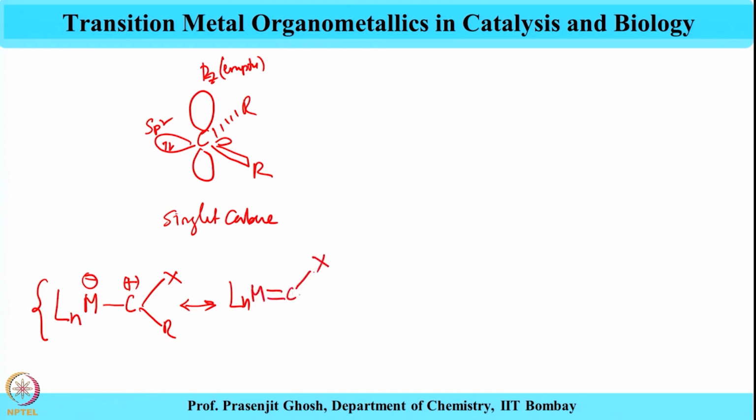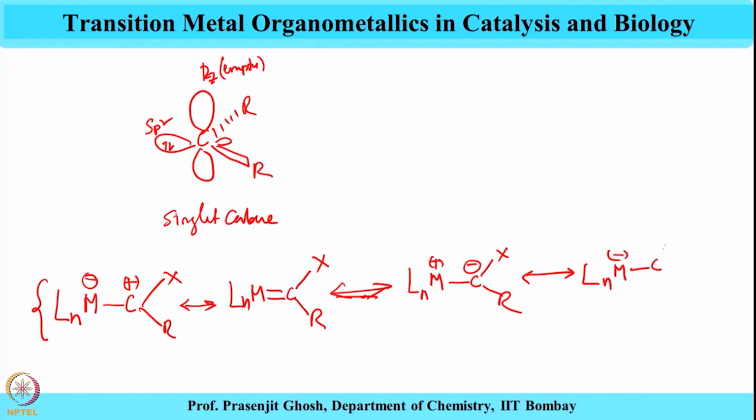So this is the ionic structure, and then there is a canonical form which is neutral, with another canonical form existing as M plus C minus X R, and that existing with Lm minus C X plus R. So, what we see is that this has several canonical forms, primarily all of them ionic in nature, except for one neutral form which is carbenic in nature.